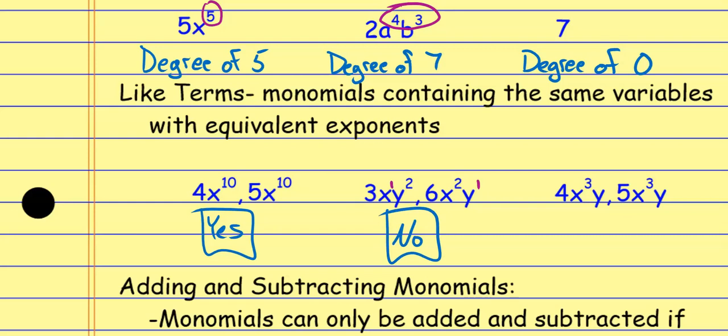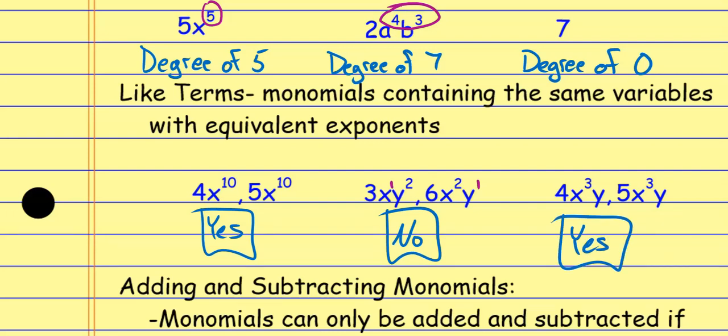And then if I look at this one, 4x to the third y, 5x to the third y. Once again, the variable is the same. I have x and y for each, and their exponents match. X to the third, y to the first, y to the first. So the variables and their exponents match. So yes, these are like terms.